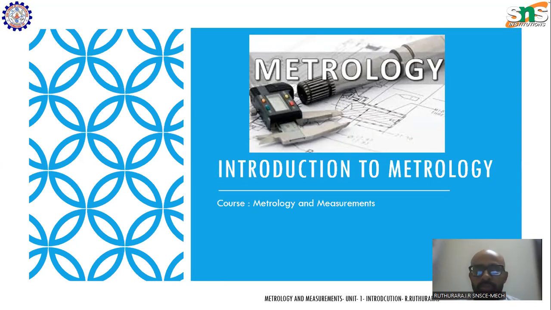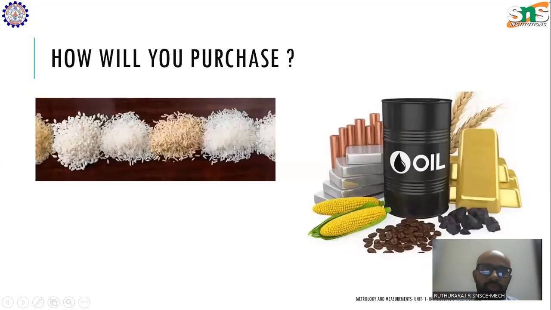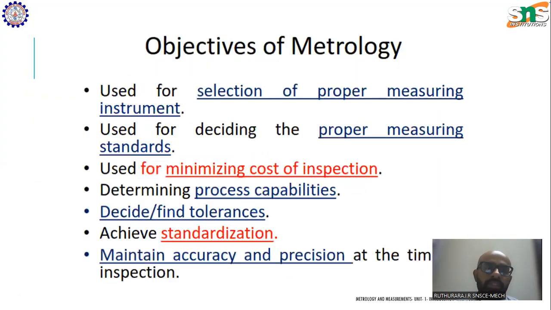A recap about the previous sessions. So far we have discussed the need for metrology, standardization and accuracy. These are the topics which we have discussed. In today's lecture, we'll be discussing the objectives of metrology. What are the reasons we have to adopt metrology and measurements?